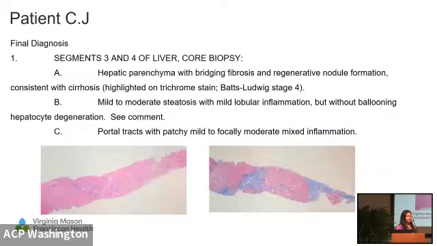Our patient did have a biopsy. We did not have AI, but you can clearly see the nodule formation and the cirrhosis.